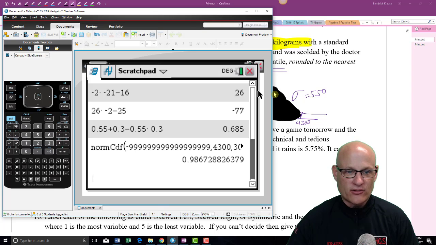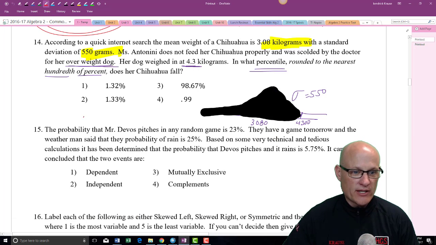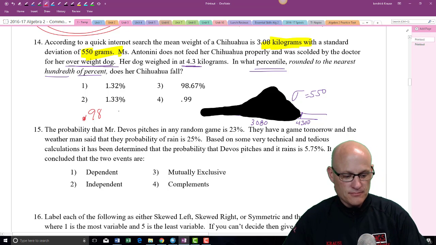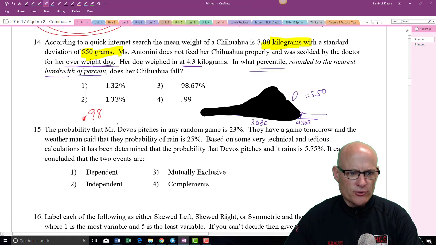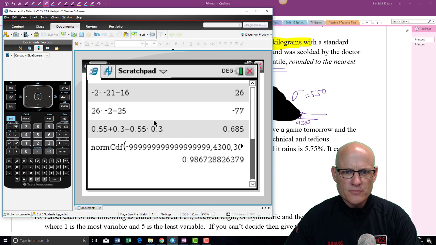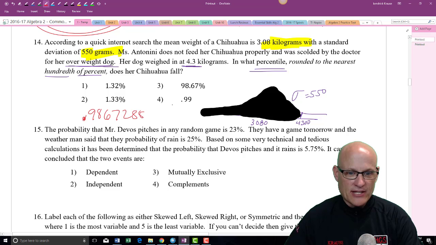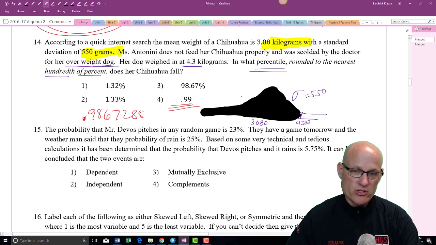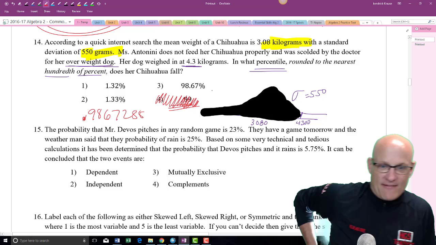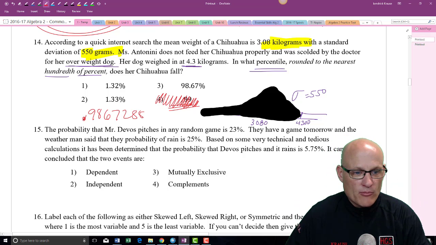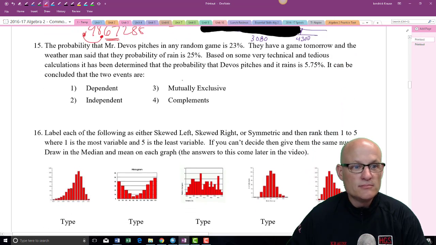0.988. I'm going to write this down because there's another tricky part to this problem. So I get 0.9867288. Now, if you're not paying attention, you might circle this right away. That would be the probability rounded to the nearest hundredth. That is not the percentile rounded to the nearest hundredth, so don't fall for that. Now, it should be pretty obvious then it's choice 3. But remember, I'm going to move it over here, and I want to round it to the nearest hundredth of a percent. So 98.67%. Chubby Chihuahua.